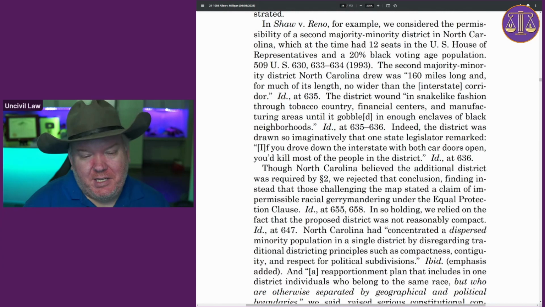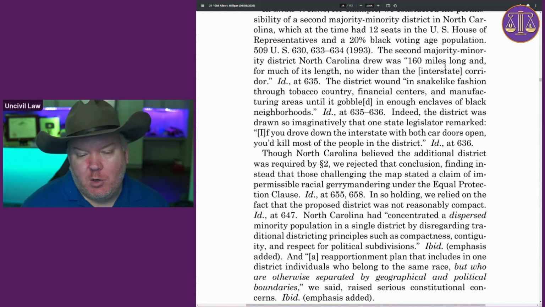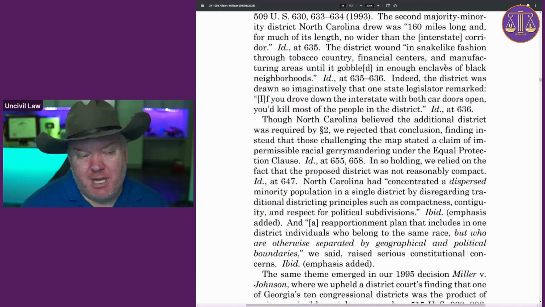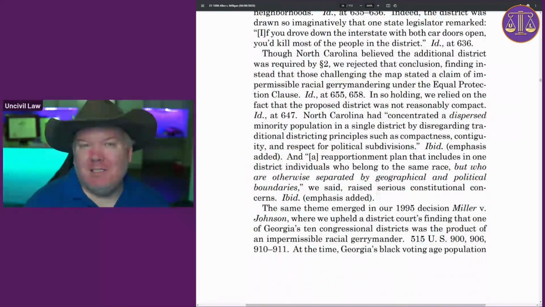Though North Carolina believed the additional district was required, we rejected the conclusion, finding instead that those challenging the map stated a claim of impermissible racial gerrymandering. In so holding, we relied on the fact that it was not reasonably compact.